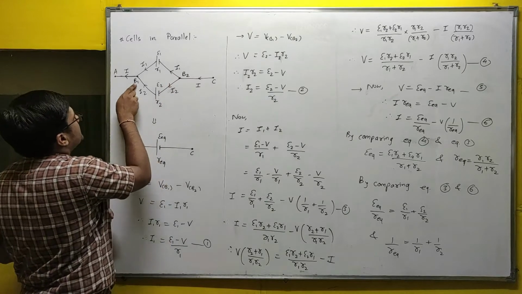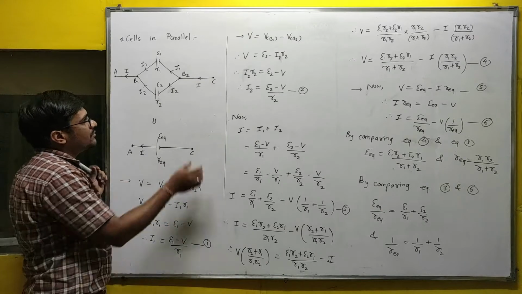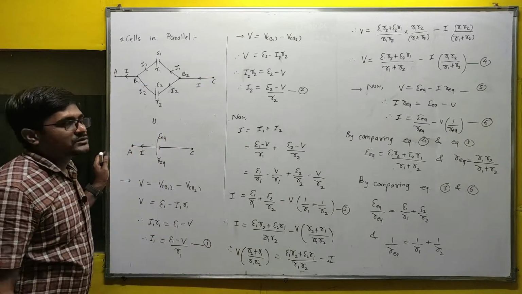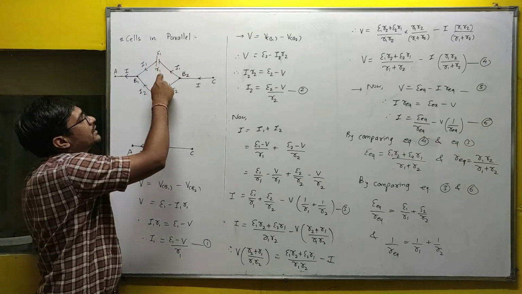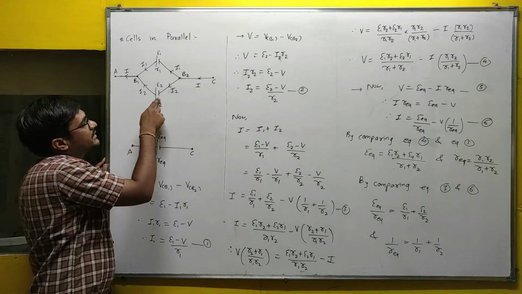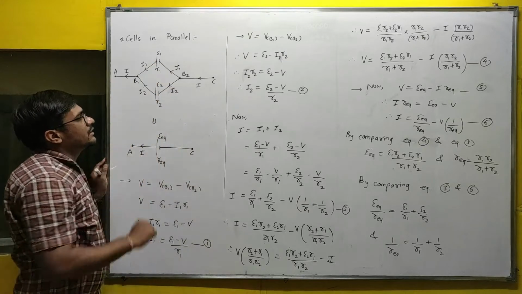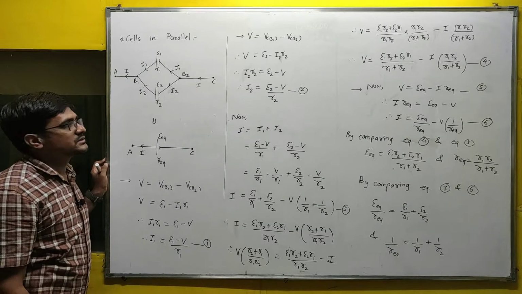or you can say that this B1 is the same as A and this B2 is the same as terminal C, because there is nothing between B2 and C and nothing between B1 and A. So this first cell, having EMF E1 and internal resistance R1, is connected between B1 and B2, and this second cell is connected between B1 and B2 also. So these two cells are in parallel and both have different EMF and different internal resistance.